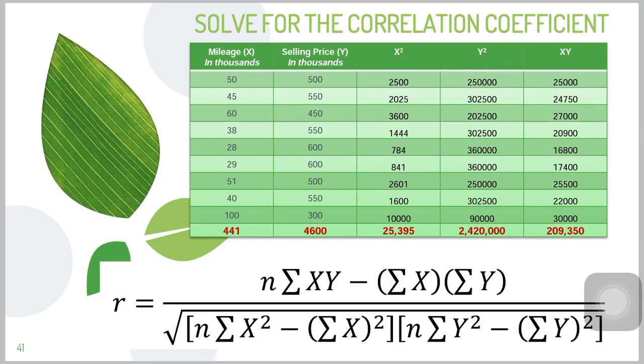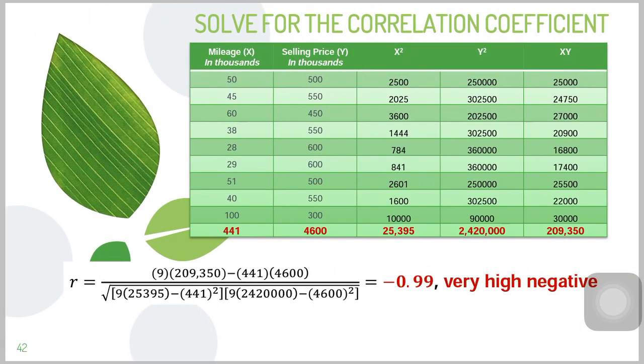In this table, I've completed all the entries and the summation are written in red boldface. You can pause this and solve for the correlation coefficient. Based on our computation, by the way, I use Microsoft Excel for this one, our correlation coefficient is negative 0.99. If we check on the interpretation table, that is very high and negative.